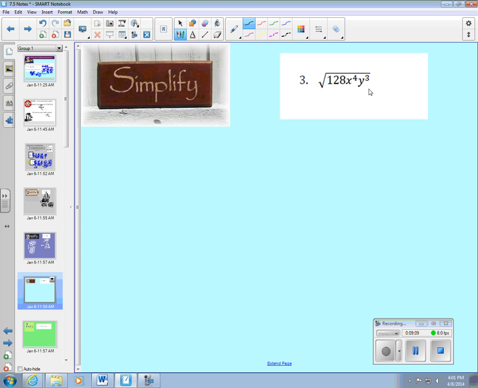So the first thing you want to do is break up your 128, your coefficient here. If we break up 128, we can write this as 2 times 64. We can break 64 up into 8 times 8. We can break this up even further, but if we just leave it like this, because we have 2 8s, we know we can pull an 8 out.